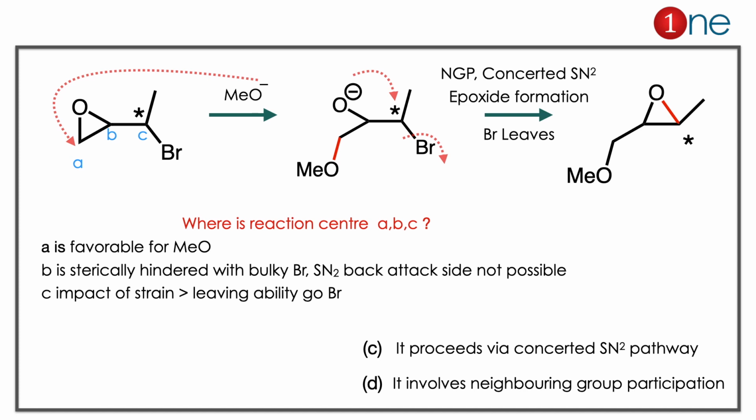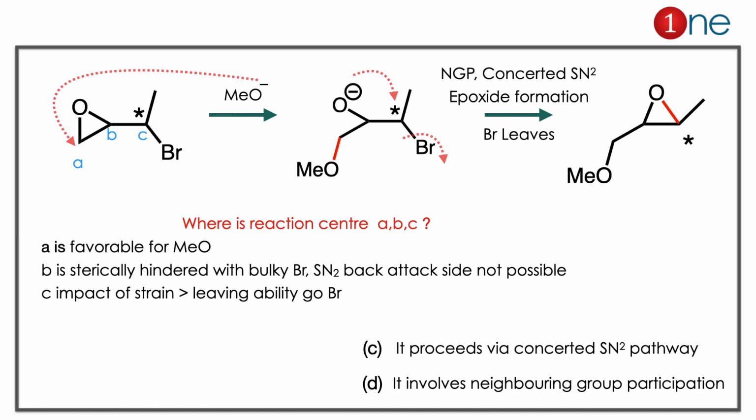The starting material has an epoxide, reacting with methoxide. Here methoxide can attack A, B, or C, the A carbon, B carbon, or C carbon. The C carbon contains a good leaving group, the B carbon has strain, the A carbon has strain. But the reaction happened at A. Let us see why. B is sterically hindered with bromine. Bromine is bulkier, so there will not be any SN2 backside attack. C has a good leaving group, but the strain is more important than the leaving group ability. So the attack is only on A.